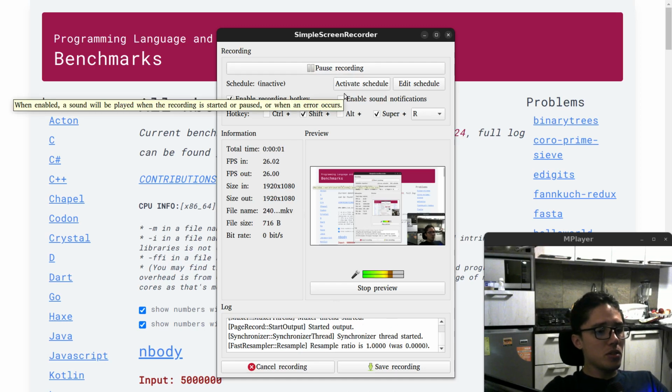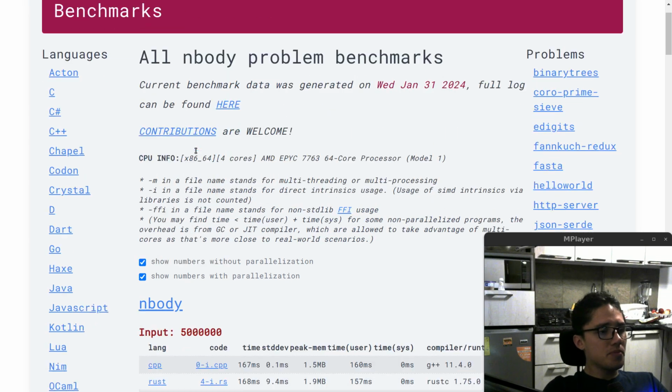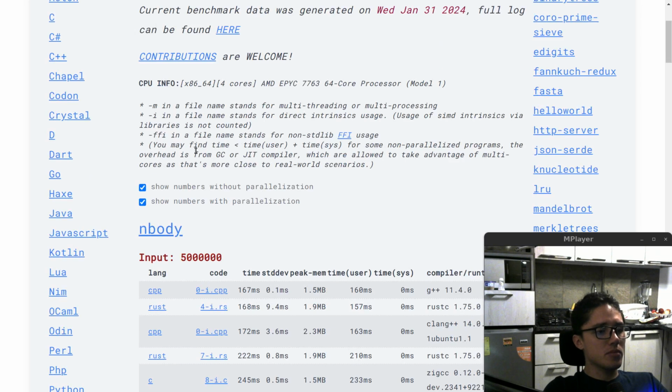Hello guys, so today we're gonna compare programming languages by their performance. I am looking at this in full screen so we can better visualize the languages. I was extracting them to a file. So let's start.